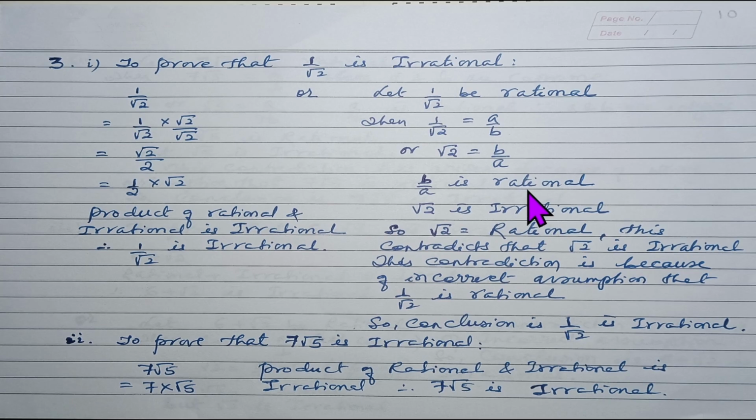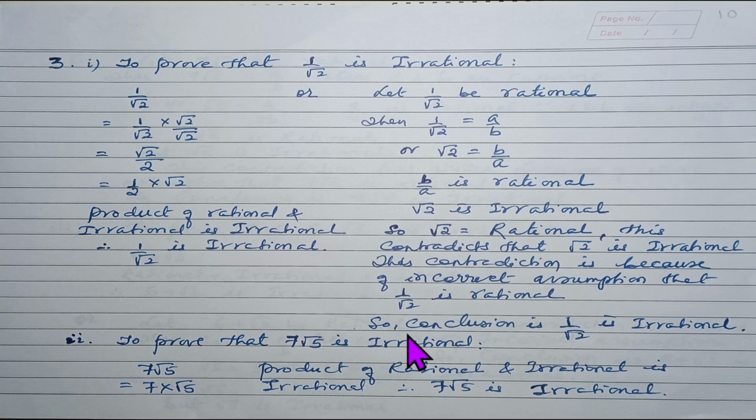So root 2 is irrational, b by a is rational, irrational becoming equal to rational is impossible, and that contradiction has arisen because we have assumed that 1 by root 2 is rational, and therefore that assumption is wrong. The correct conclusion is that 1 by root 2 is not a rational number but an irrational number, and that is the proof of that. Okay, so please remember that. The conclusion is very important, that 1 by root 2 is an irrational number.